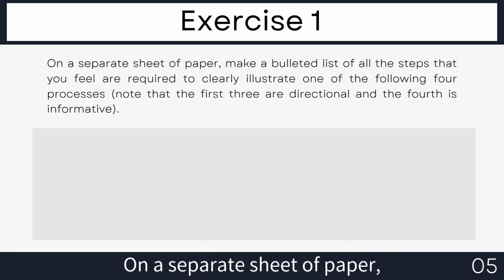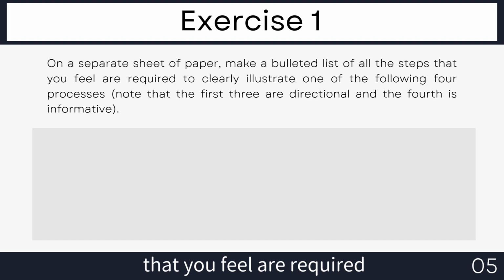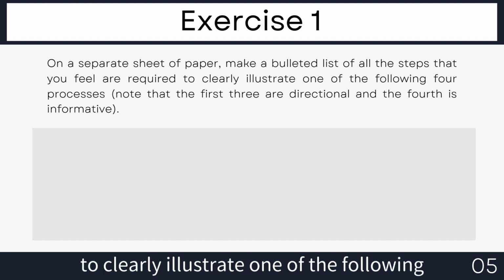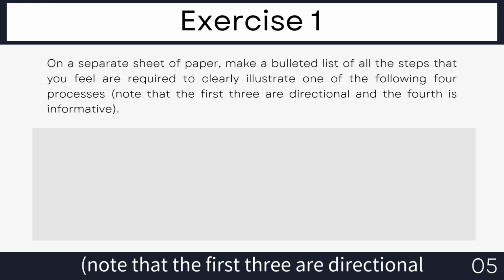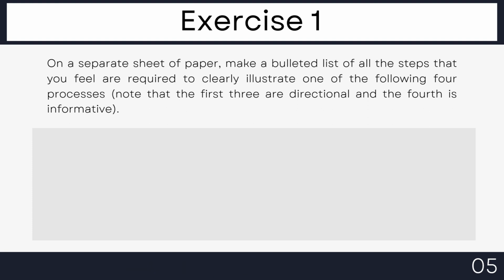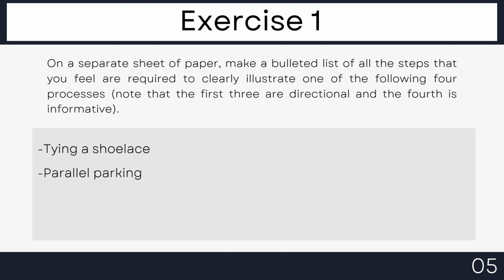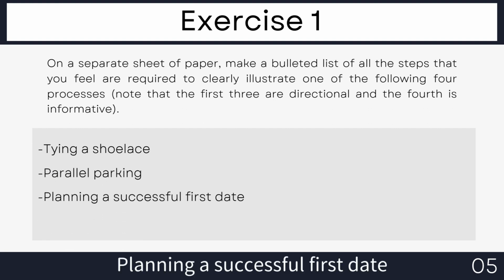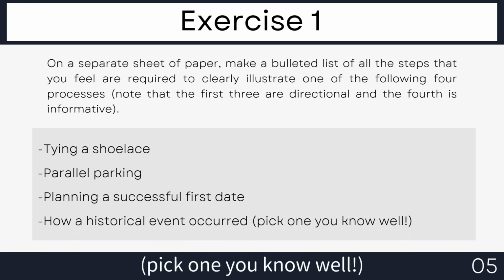On a separate sheet of paper, make a bulleted list of all the steps that you feel are required to clearly illustrate one of the following 4 processes. Note that the first 3 are directional and the 4th is informative. Tying a shoelace. Parallel parking. Planning a successful first date. How a historical event occurred. Pick one you know well.